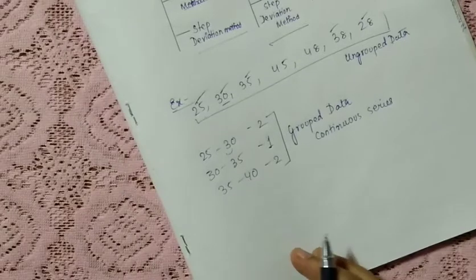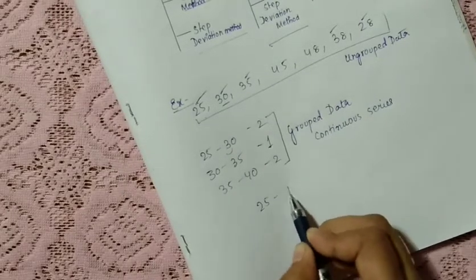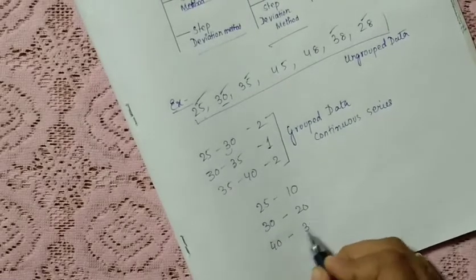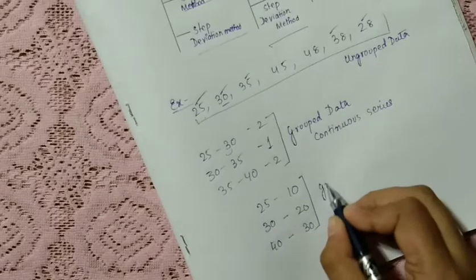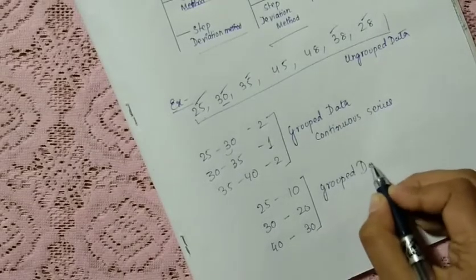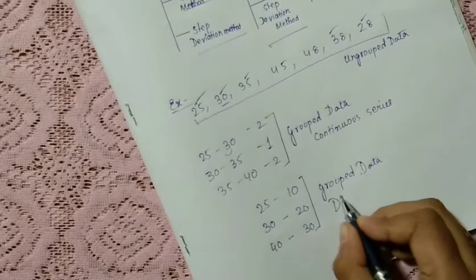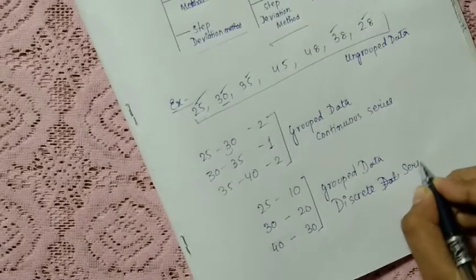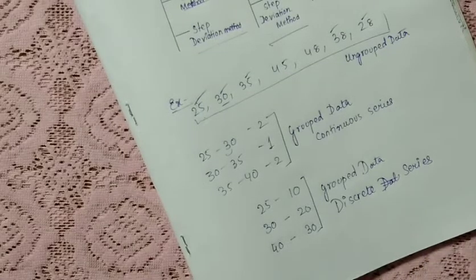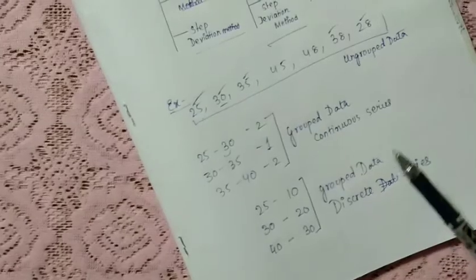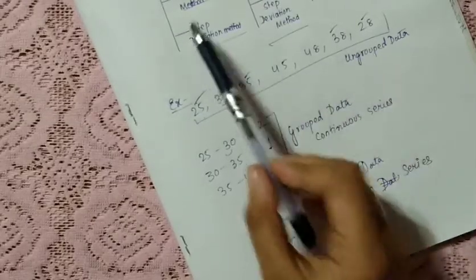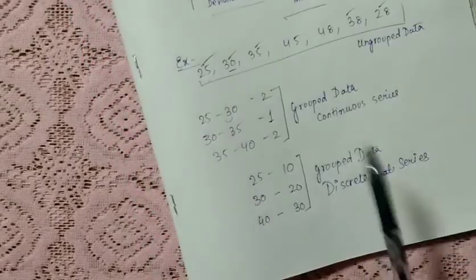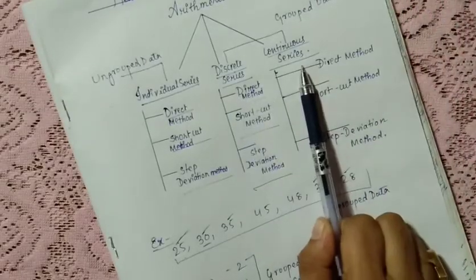One more example: 25 students scored 10, 30 students scored 20, 40 students scored 30. So this is also one form of grouped data, and this series is called discrete series. I hope you understood the difference between ungrouped and grouped data. Ungrouped data falls under individual series, and grouped data falls under discrete series and continuous series.